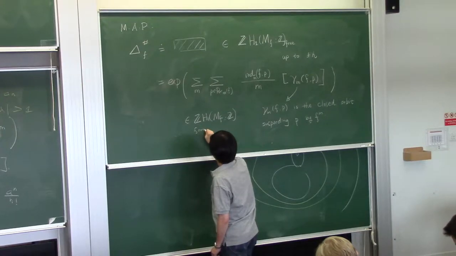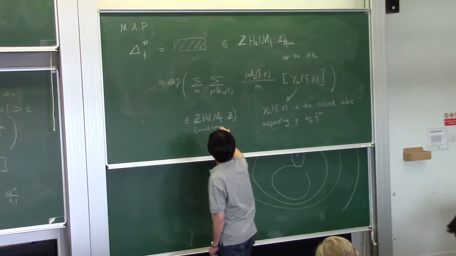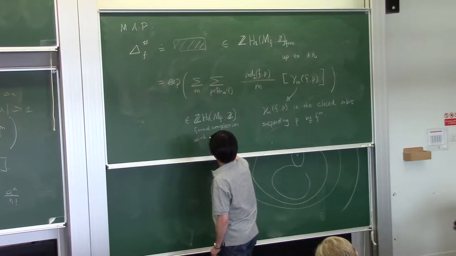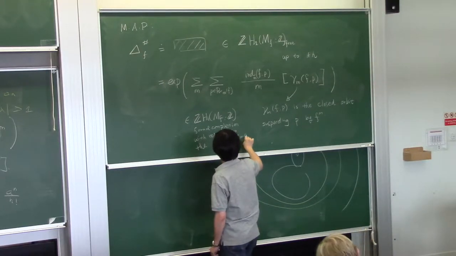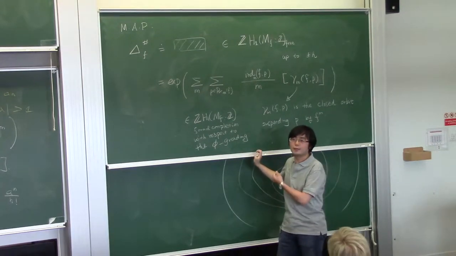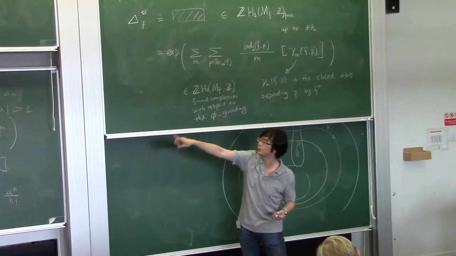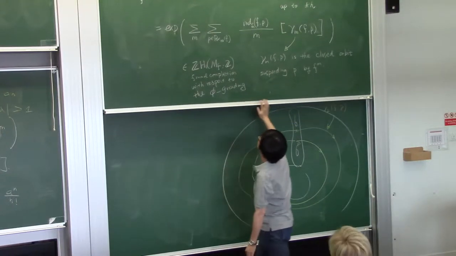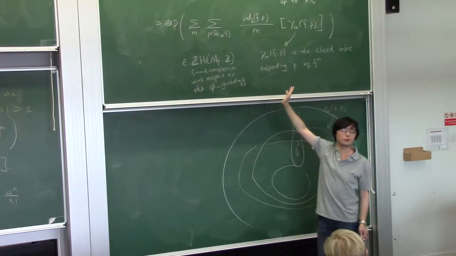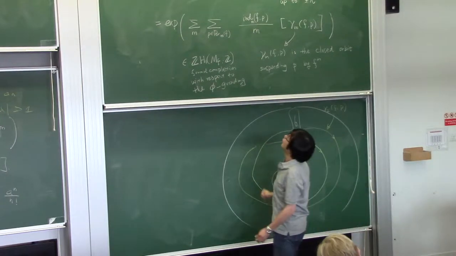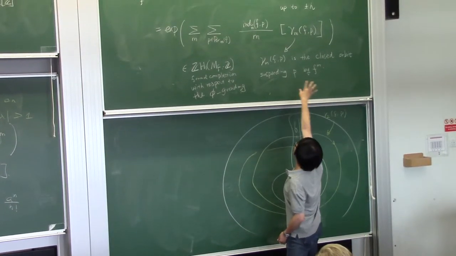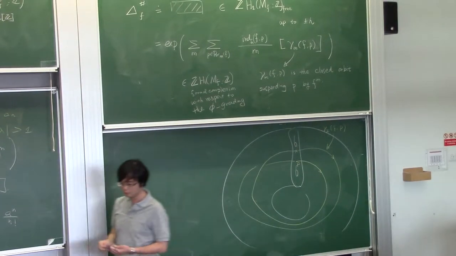notation for it, this formal completion with respect to the phi grading. So if you find the correct terms, it's really parallel to what is seen on the middle board, except that you have more information about these individual terms. You are grouping them in finer subgroups.